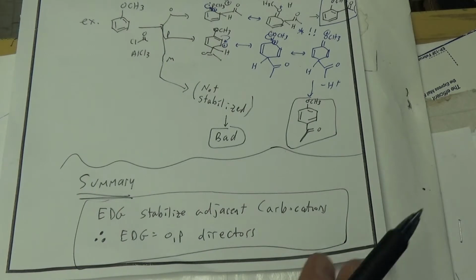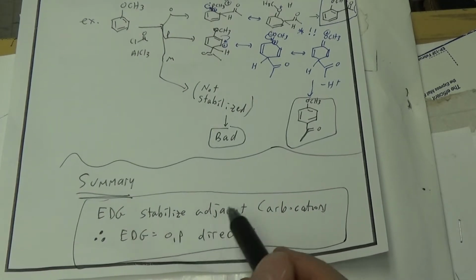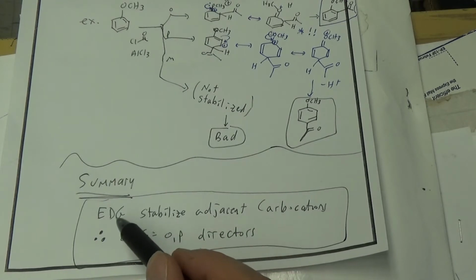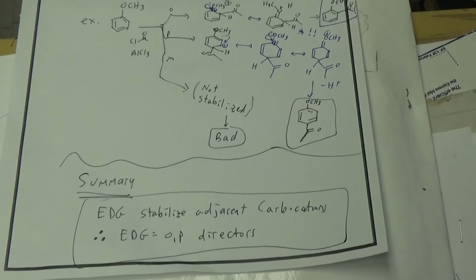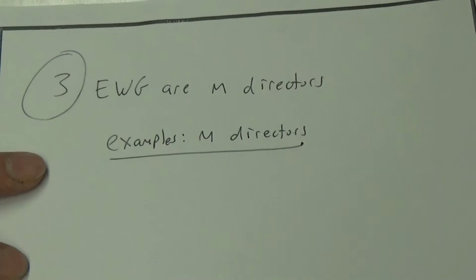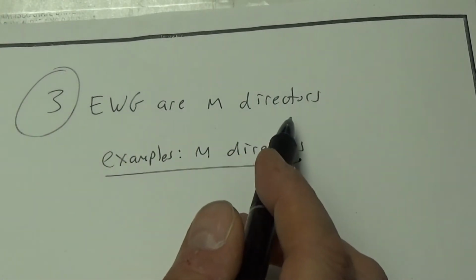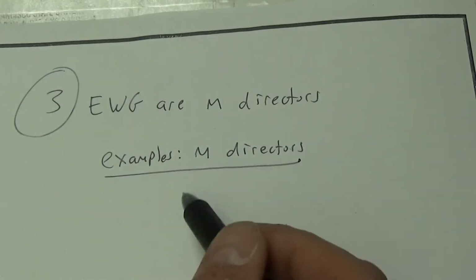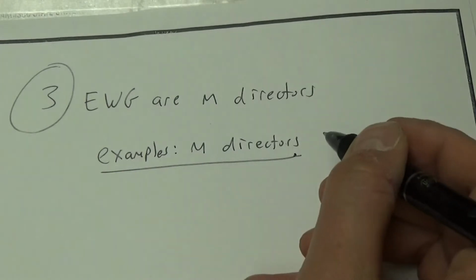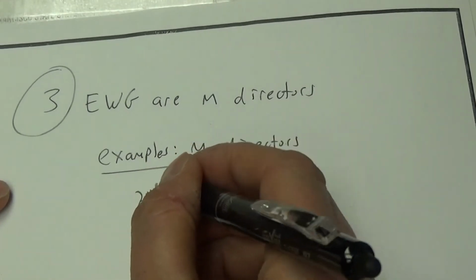Okay, so the next thing we're going to talk about is how electron withdrawing groups don't do this, and that's going to be why electron withdrawing groups are meta directors. So number 3 is that electron withdrawing groups are meta directors, and let's list some examples of meta directors. We saw them before. Let's show them again. Maybe summarize these on an index card or something.